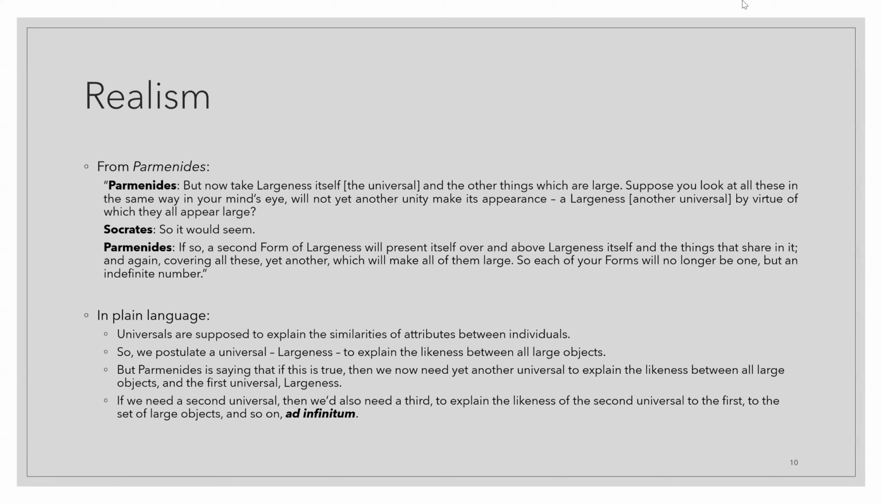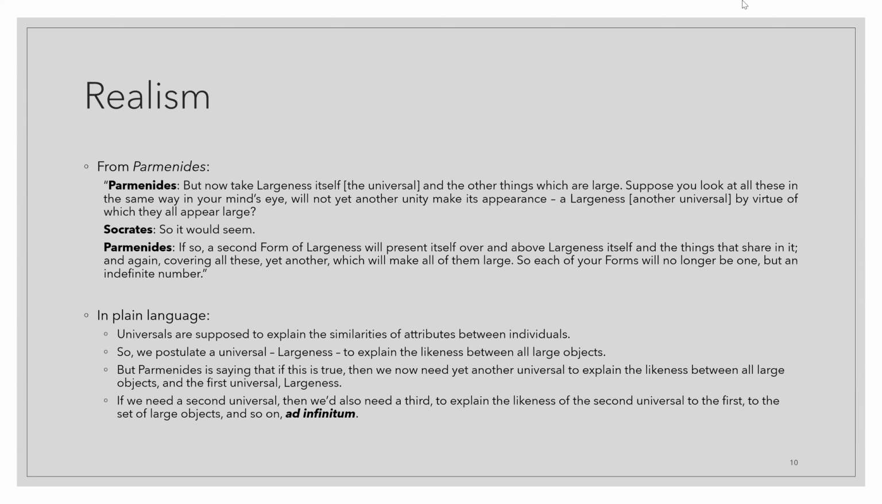So it would seem, replies Socrates. And Parmenides continues, if so, a second form of largeness will present itself over and above largeness itself, and the things that share in it. And again, covering all these, yet another, which will make all of them large. So each of your forms will no longer be one, but an indefinite number.